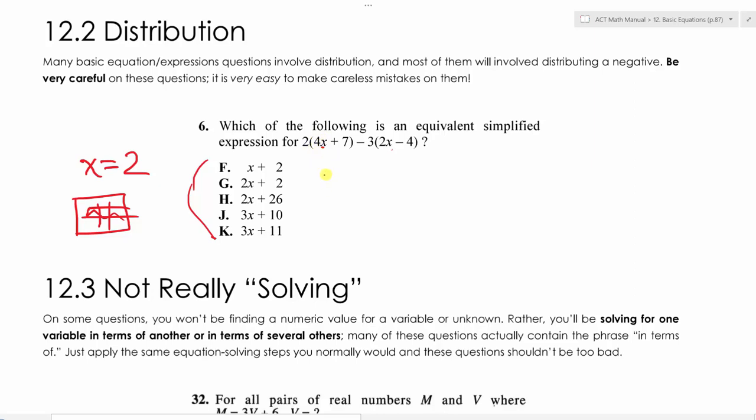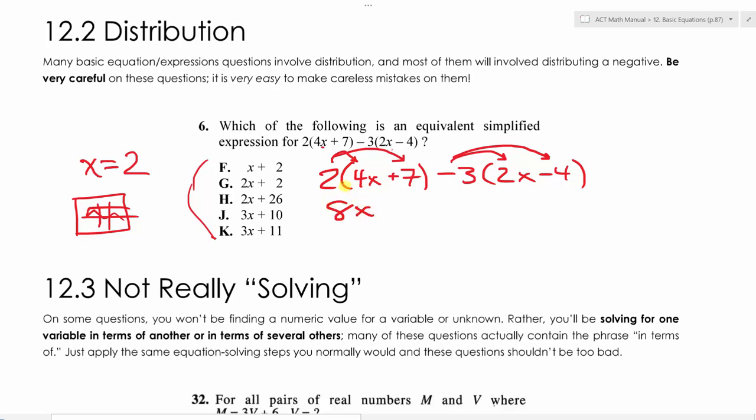So the distribution, here's what I'm going to do so that I don't make any careless mistakes. I'm going to actually write down the entire expression again. I'm going to draw my distribution arrows so that I keep in mind what is being multiplied by what. So this is a 2 times a 4x, which is an 8x, a 2 times a positive 7, which is a positive 14. Now this is a negative 3 times a 2x, which is a negative 6x, and then a negative 3 times a negative 4, which is a positive 12.